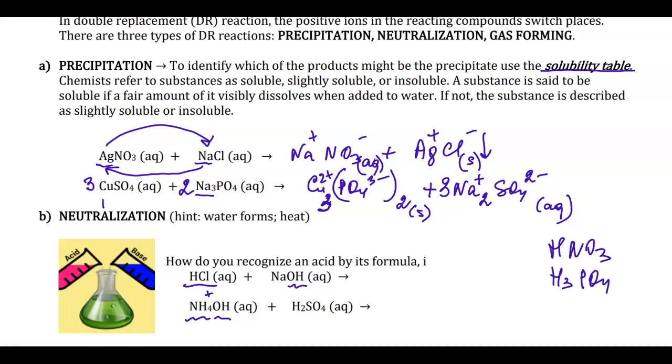In this compound too. So let me just write it down here. So which one is which? So it's acid, right? And this is base. And this is base too because of OH, right? And this is acid. So when we have neutralization reaction between acid and base, it's double replacement, yes.